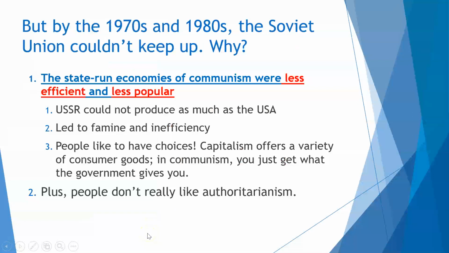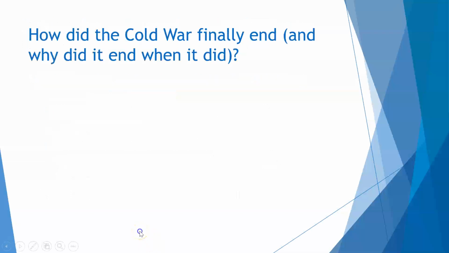But by the 1970s and 1980s, the Soviet Union just couldn't keep up. Why? First of all, the state-run economies of communism were less efficient and less popular. The USSR could not produce as much as the United States. It led to famine and inefficiency. And plus, people just like to have choices. Capitalism offers you a variety of consumer goods, and in communism, you just get what the government gives you. Plus, people don't really like authoritarianism.